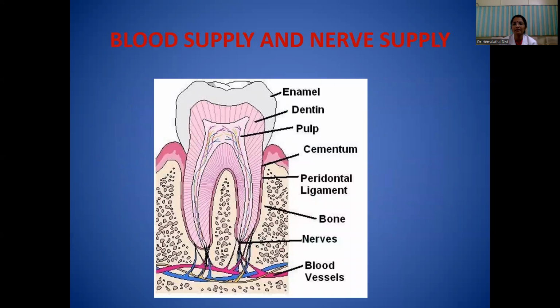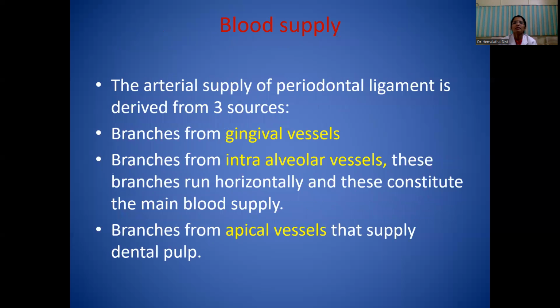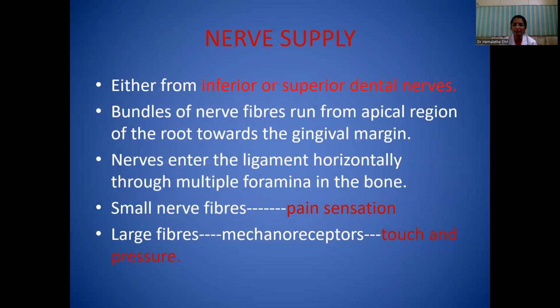Coming on to the blood supply and the nerve supply of the periodontal ligament, the arterial supply of the PDL is derived from three sources, that is branches from the gingival vessels, branches from intra-alveolar vessels, and these branches run horizontally and they constitute the main blood supply, and branches from the apical vessels that supply the dental pulp.